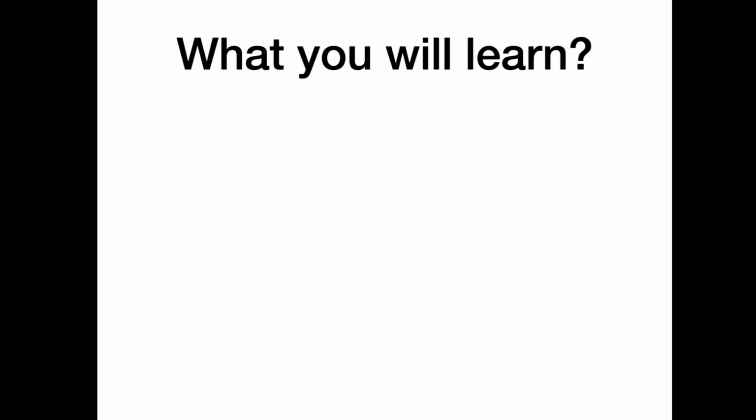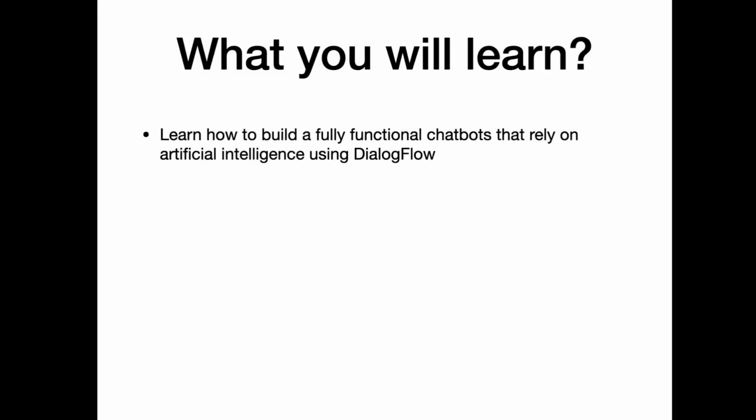So let me summarize what we were going to be learning. Throughout this module, you're going to learn how to build fully functional chatbots that rely on artificial intelligence using Dialogflow. Now, it is possible to build a chatbot without AI, and basically you will have a bunch of if statements. So if it sees a certain keyword, then it will do certain things, right? But with the explosion of AI, now these chatbots are much smarter. Now you can actually train this.